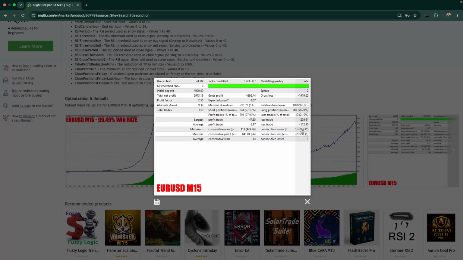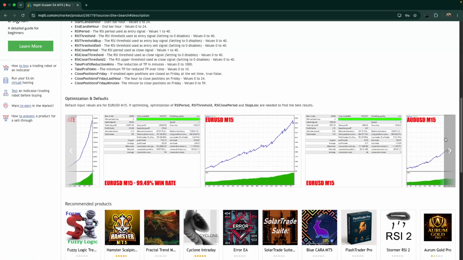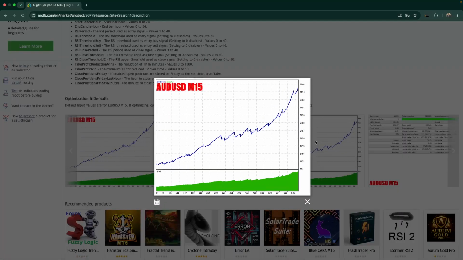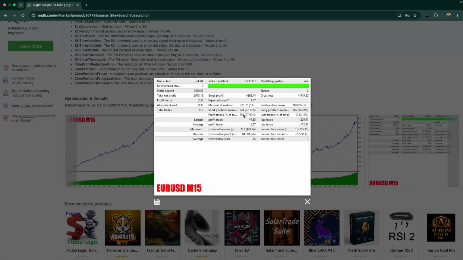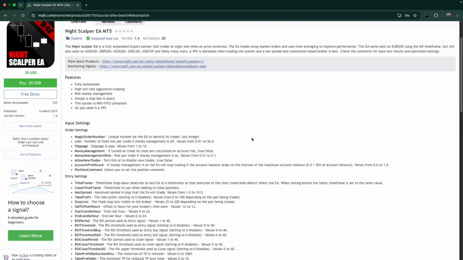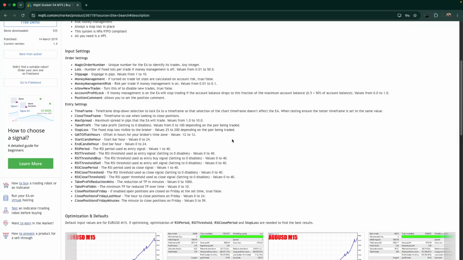They also have another backtest on EURUSD on the 15-minute time frame. They have one on AUDUSD on the 15-minute time frame. So they have multiple backtests, and all of them, their win rates are above 90%, which is very impressive and also shocking.